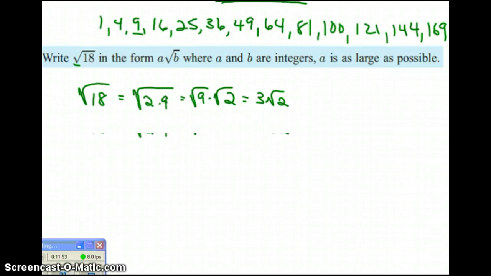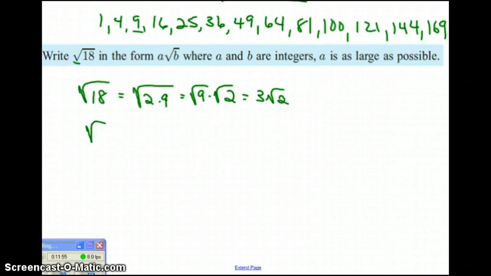So another example might be the square root of 8. Class, solve the square root of 8 or simplify the square root of 8 to its simplest form. Please record your answer in your notes. You can pause the video.